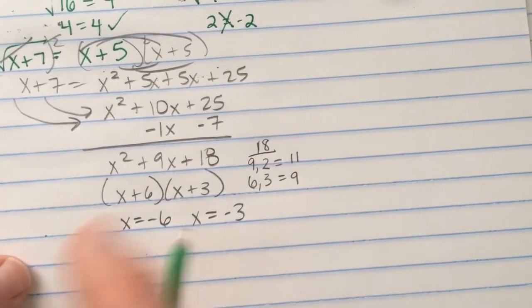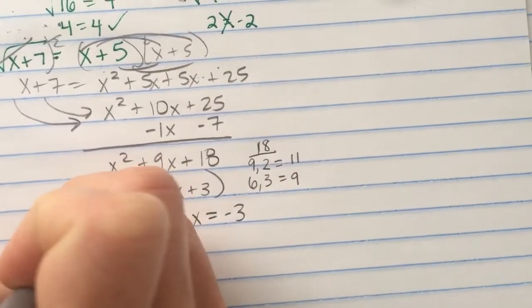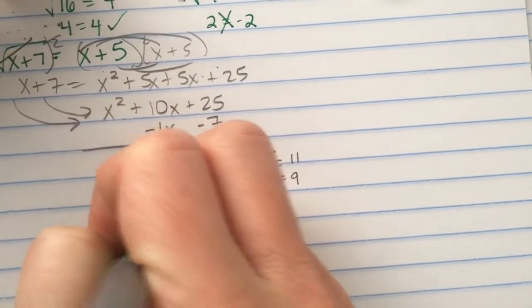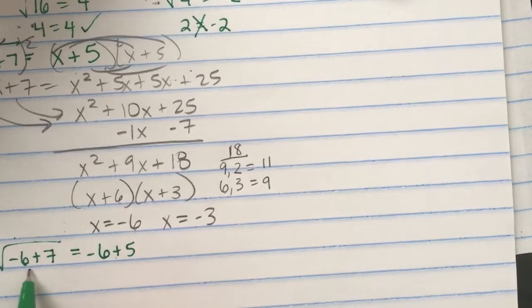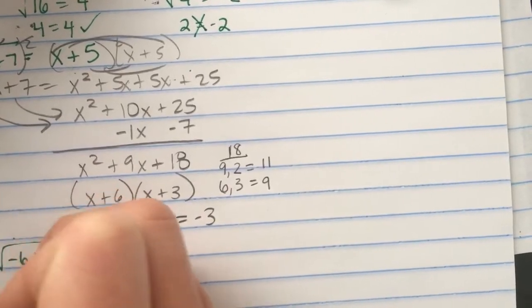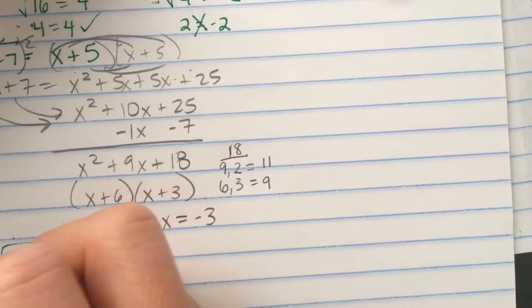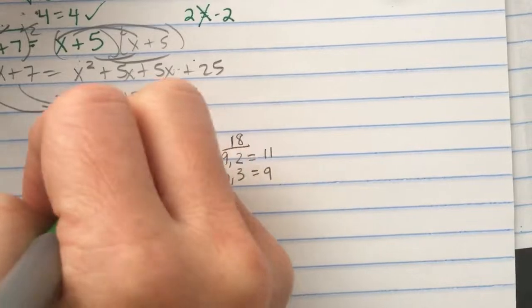Alright, so let's check those. Let's plug them back in. So it would be the square root of negative 6 plus 7 equals negative 6 plus 5. Alright, negative 6 plus 7 is 1, so the square root of 1 equals negative 1, and that is not true. The square root of 1 is positive 1, so it does not work.